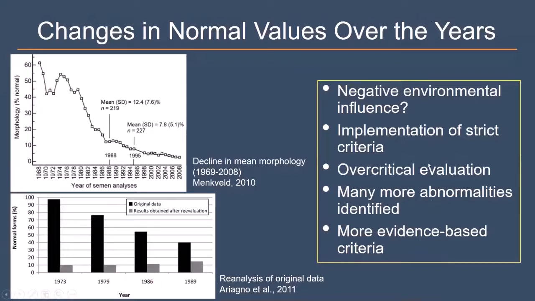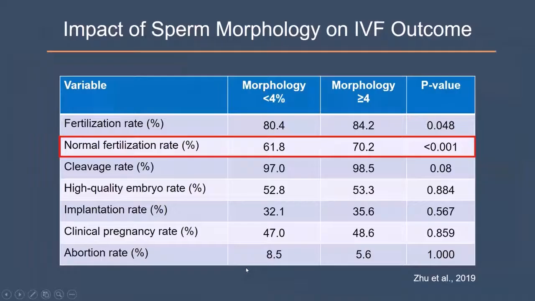So one can conclude that this drop, what we can see here, is simply due to implementation of strict criteria and adherence to it, and sometimes also overcritical evaluation, or even that some more abnormalities were identified because people were more interested in morphology and they looked more closely at what was happening there. And eventually it was a more evidence-based approach that also contributed to this decrease.